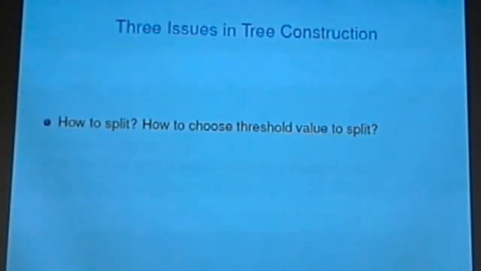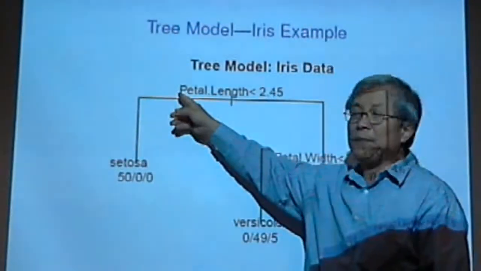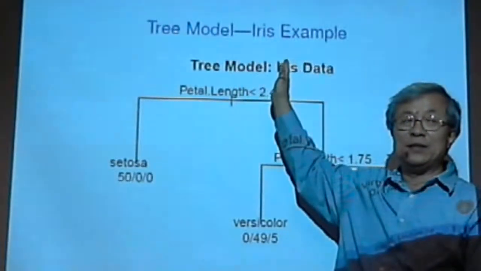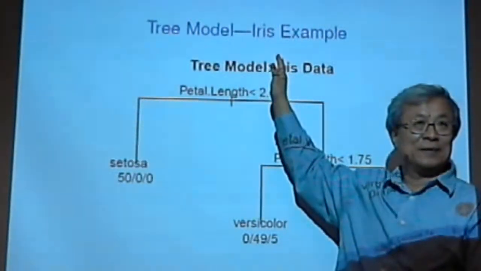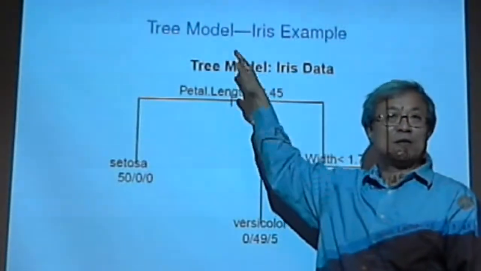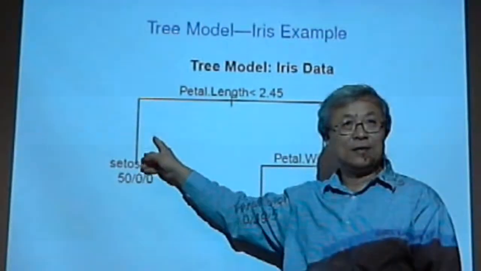So the problem is how do we split? How do we choose the threshold value to split? Remember at the very beginning we had this example tree model. Originally we have 50 Setosa, 50 Versicolor, and 50 Virginica. This node is not pure because we have a mixture of the three groups. Then it splits down to that, but here this is really pure.